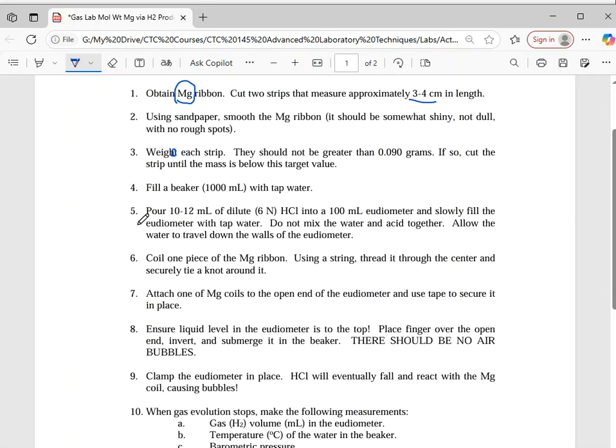Number 5, it says pour 10 to 12 milliliters of dilute 6 normal hydrochloric acid into a 100 ml eudiometer and slowly fill the eudiometer with tap water. Do not mix it and shake it. Allow the water to travel down the walls of the eudiometer. So very carefully. All right.